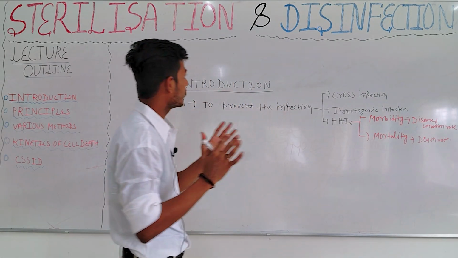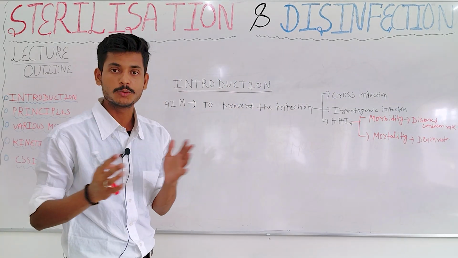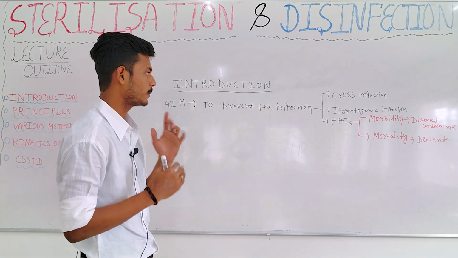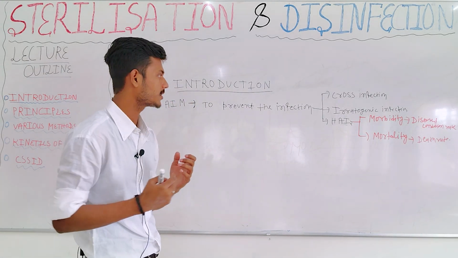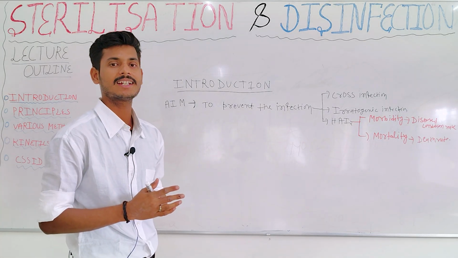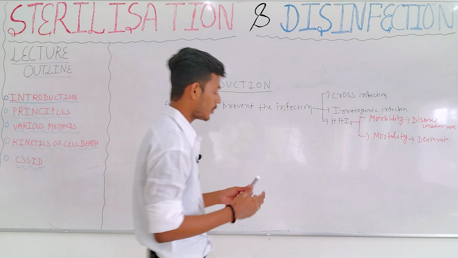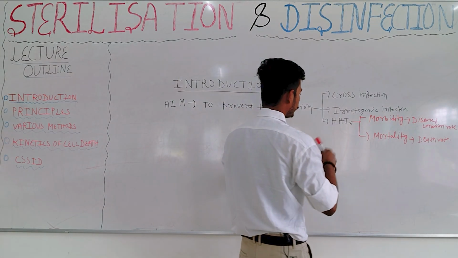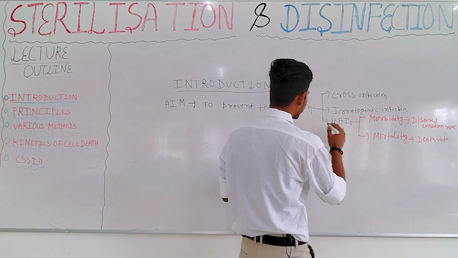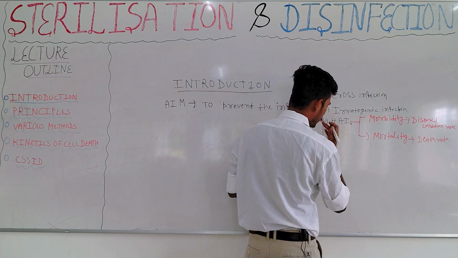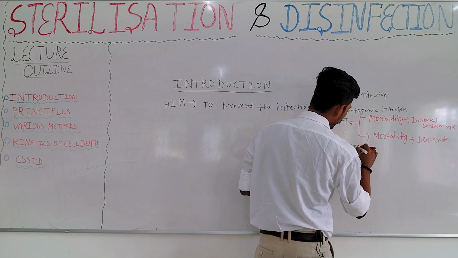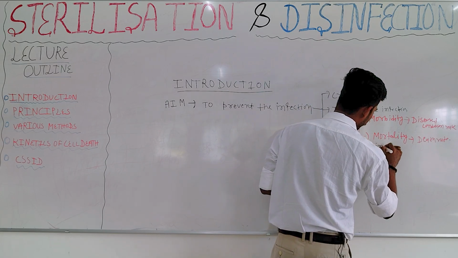So remember, the main aim to control the microorganisms is to prevent infection. It can be cross infection, it can be iatrogenic infection, it can be HAI, healthcare associated infection, and also called nosocomial infection. Write it down. You came across these words in the textbook. That is called nosocomial infection.